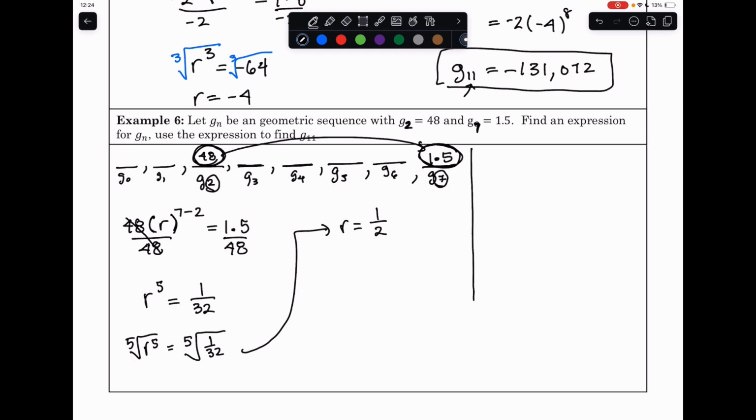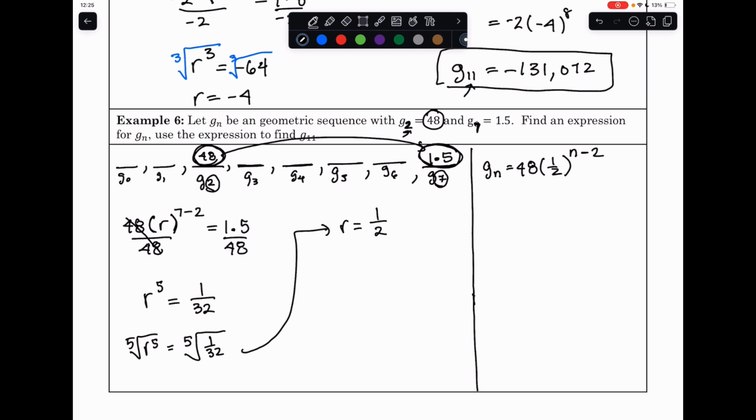So now that we have our common ratio, let me draw a vertical line right here. I can now come up with the equation. All I have to do is use either of these two values. I'm going to use the smaller one, this one right here. So g of n is going to equal 48, our r is now 1/2, and we're going to raise this to the n minus this value here, so 2. And that's going to be the general form of our geometric sequence.